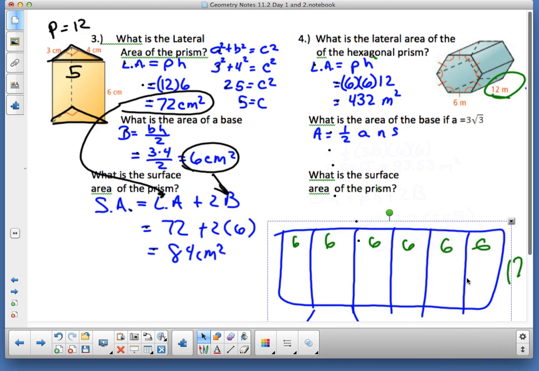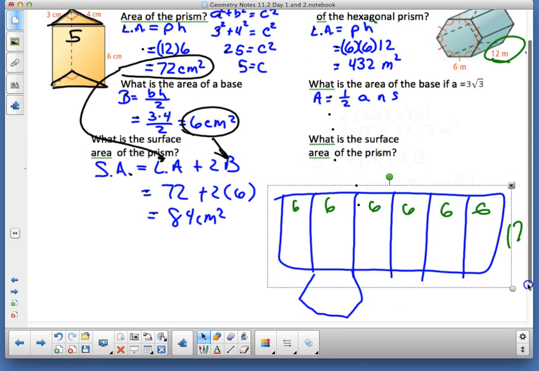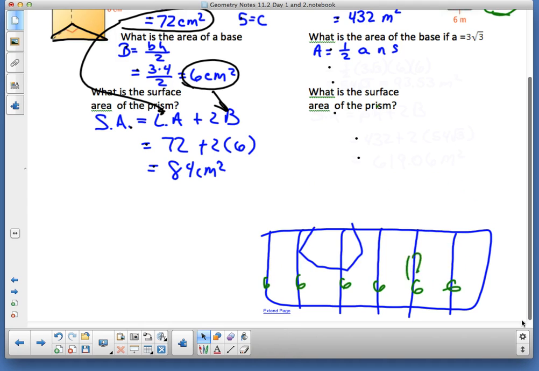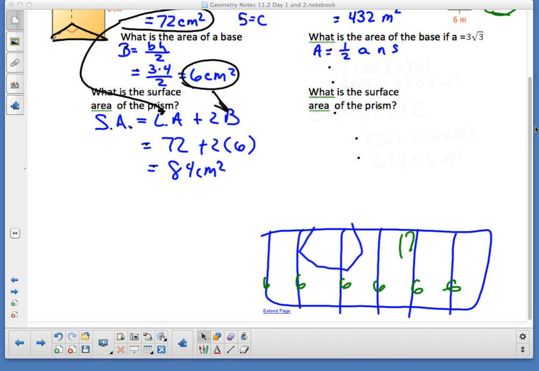But as you're looking at that 1/2 ANS, recognize the other things that we're finding. If I can bring this back up. So I got A, they tell me, A is 3 times the square root of 3. I've got N, the number of sides, 6, and I have S, the side length, 6.